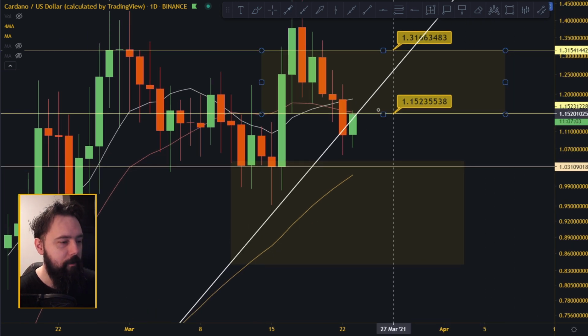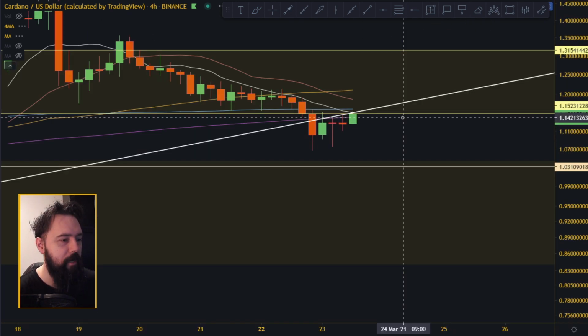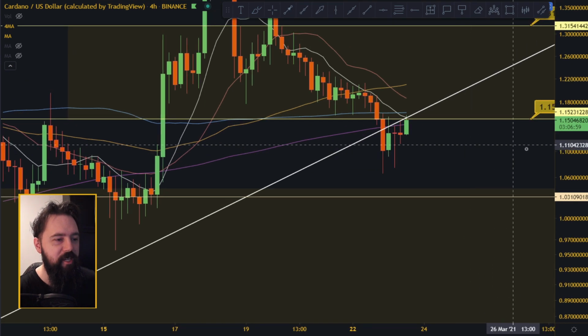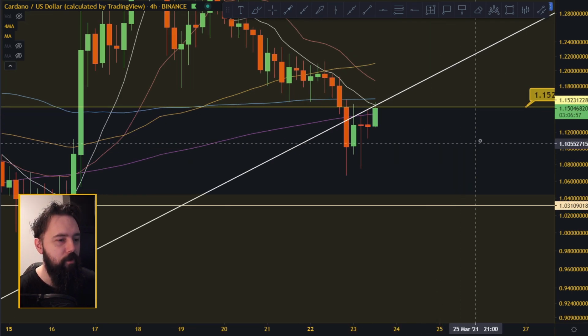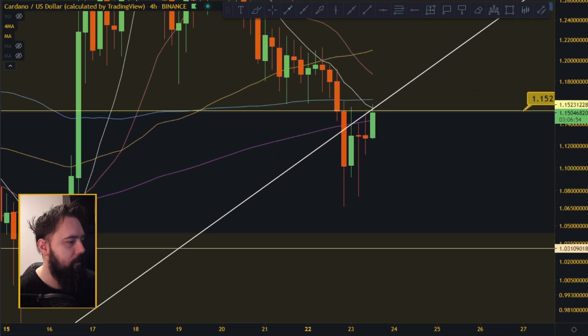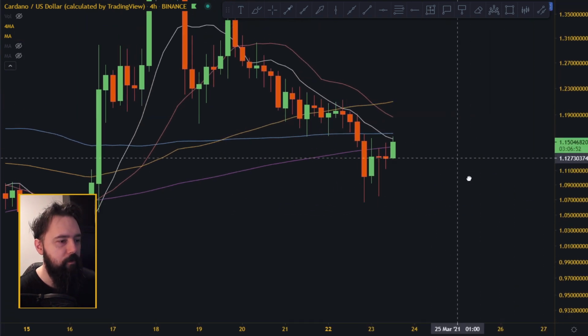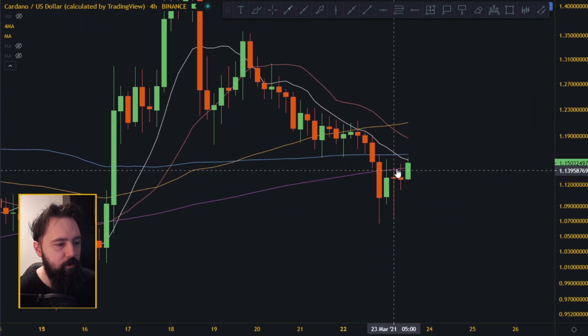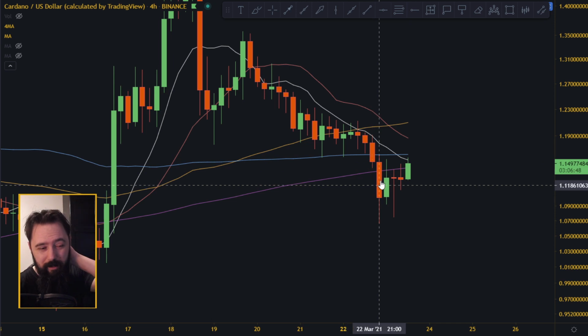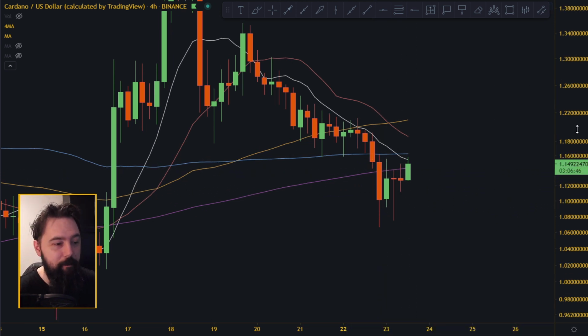So let's look a little bit at what's happening here on the small time frames, just to see if we can actually manage to get up. This is on the 4 hourly. Let's remove, and you can see here the 200 moving average, that's the one here. We broke the 200 moving average on the 4 hourly and are trying to get back above it again.